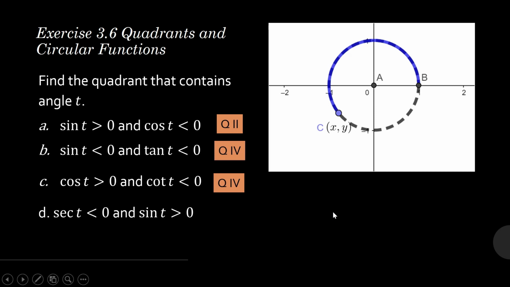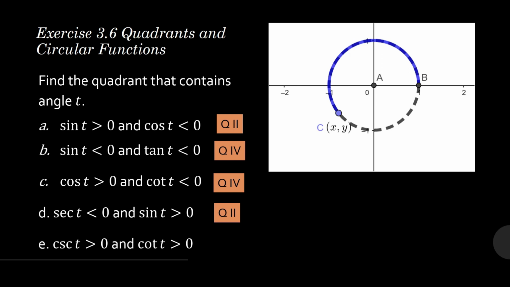Secant of t is less than 0 and sine of t is greater than 0. Now, secant of t is equal to 1 over cosine of t. So that means it's 1 over x. So where is x negative? It is negative here, on the left side of our vertical axis. Now where is sine of t positive? Sine of t is positive above the horizontal axis. Angle t is in the second quadrant.